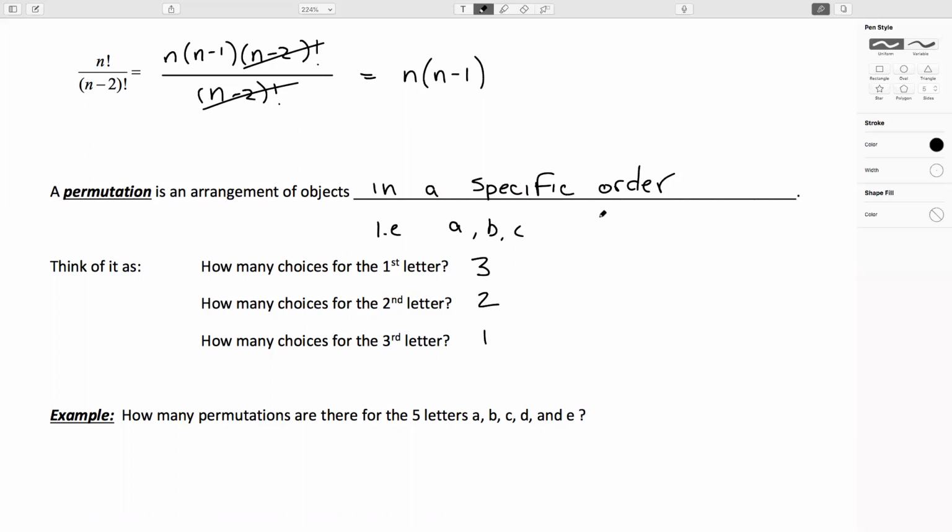So if we want to figure out the number of permutations of A, B, and C, well, we use the fundamental counting principle. First letter has 3 options, second letter has 2 options, third letter has 1 option. That means I have 3 times 2 times 1, or 6 permutations.